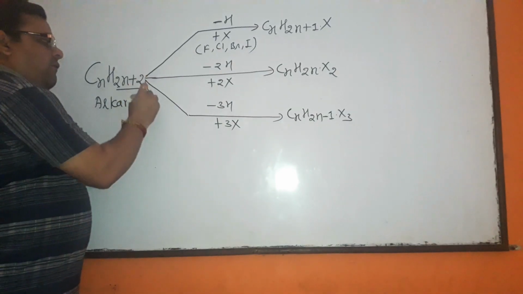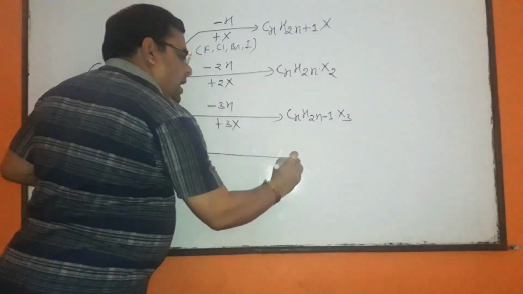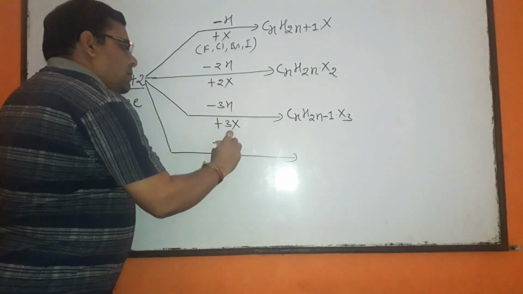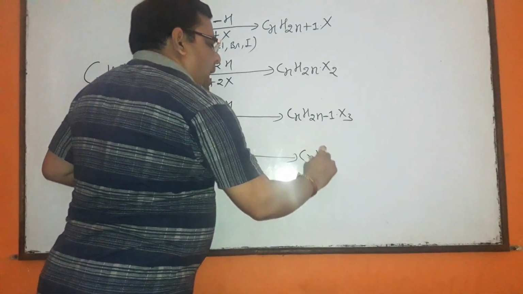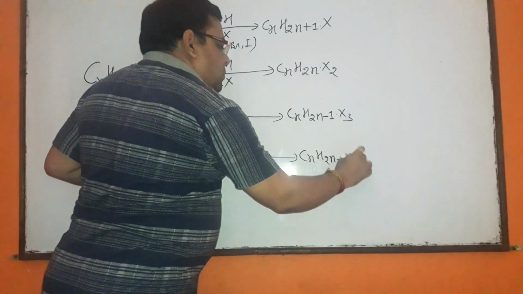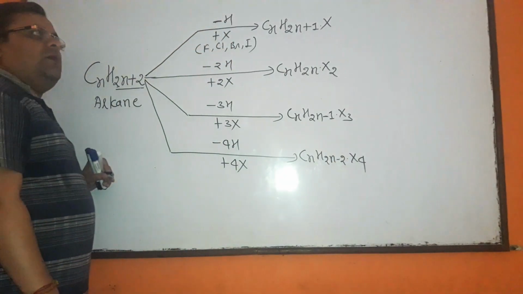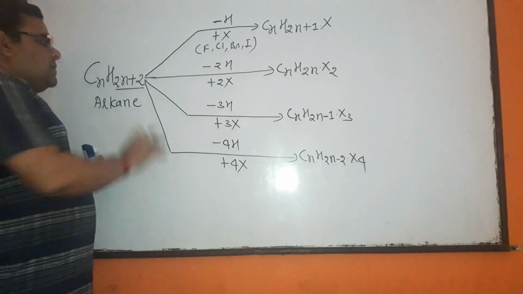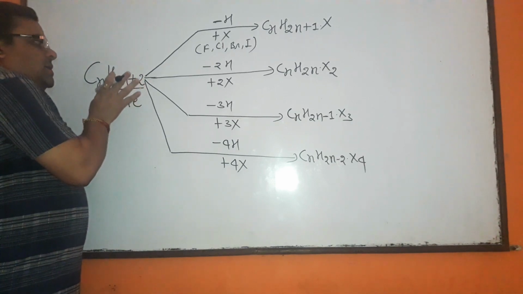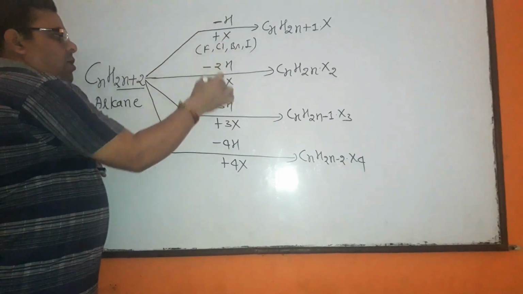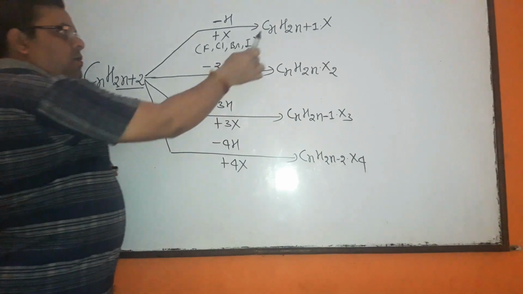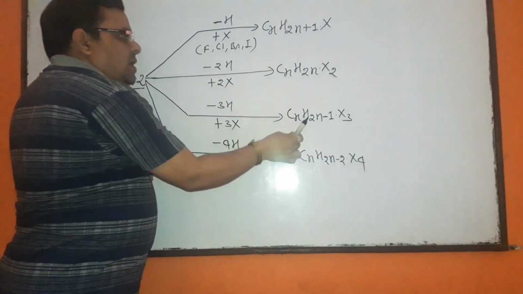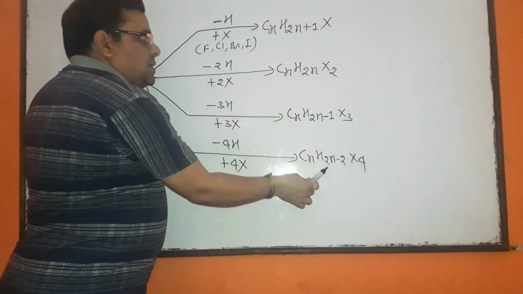It is called trihalogen derivative of an alkane, and if four hydrogen elements of an alkane are substituted by four halogen elements, then it will give CnH2n-2X4, and it is called tetrahalogen derivative of an alkane. So what are the halogen derivatives of an alkane? These are prepared by the substitution of one or more hydrogen elements of an alkane by one or more halogen elements: monohalogen, dihalogen, trihalogen and tetrahalogen derivatives.